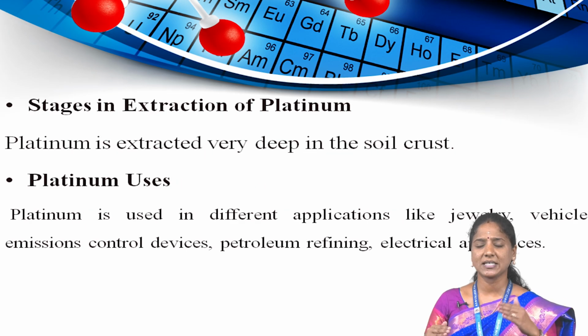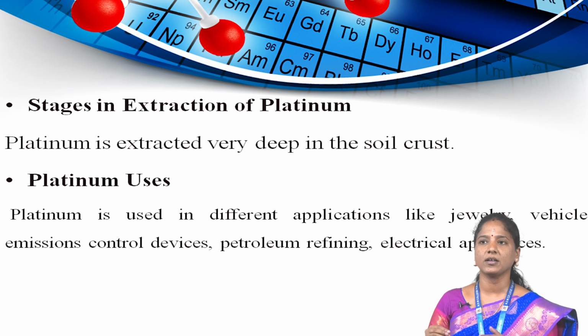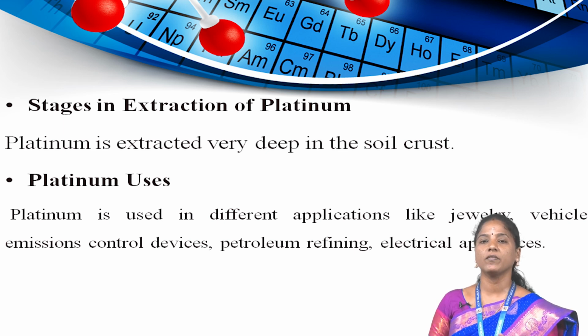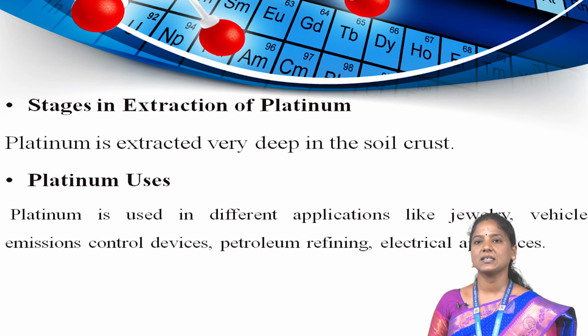Next, stages of extraction of platinum. Platinum is extracted from very deep in the soil first. It is extracted by the froth flotation process. The ore is heated up to 1500 degrees Celsius in an electrical furnace. Platinum is extracted from the mineral concentrate by using aqua regia, HCl plus HNO3. Ammonium chloride is used to convert chloroplatinic acid to ammonium hexachloroplatinate. The resultant substance is heated to get the pure platinum metal.